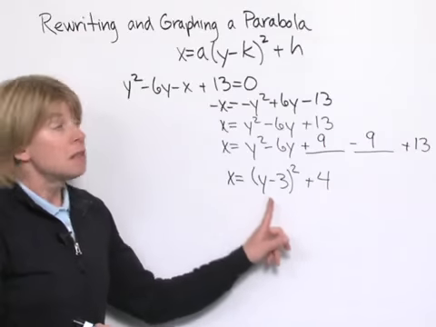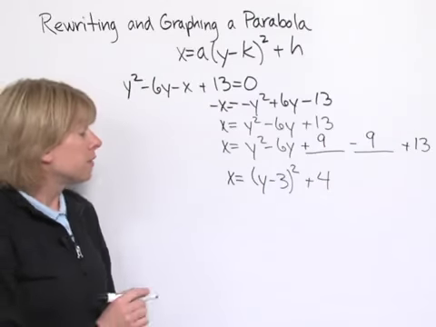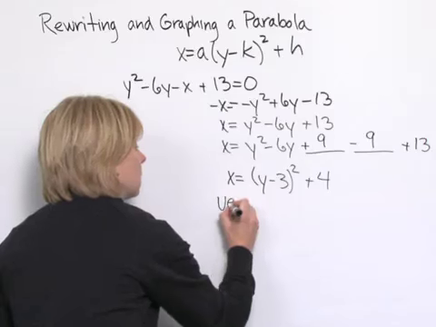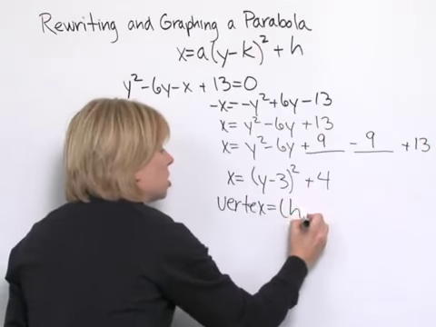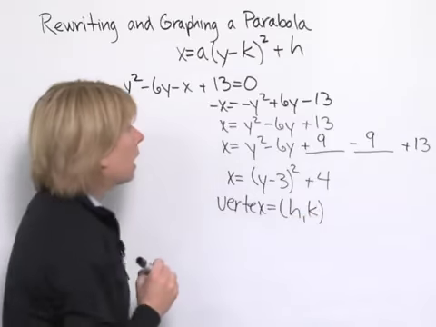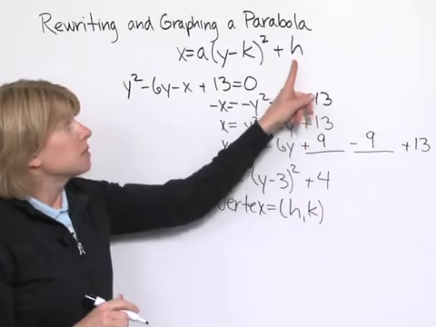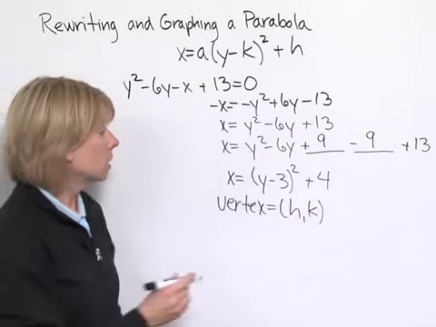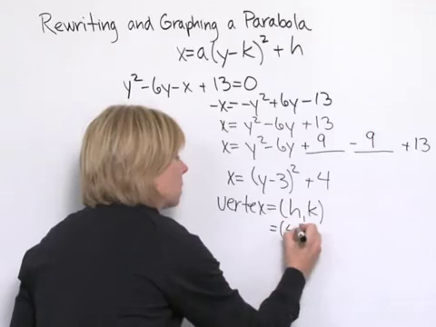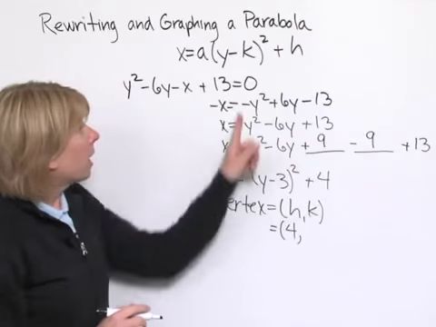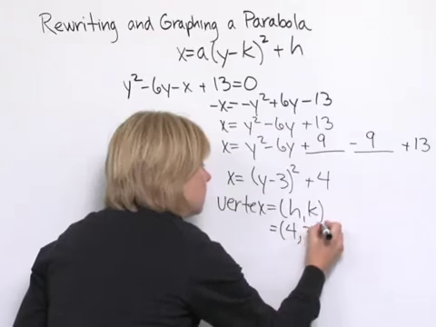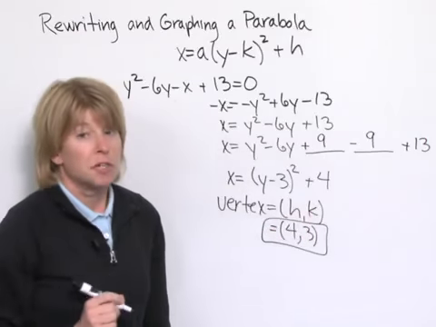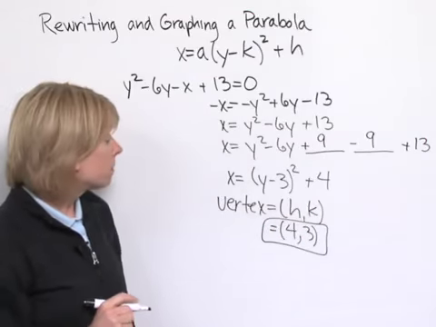Once my equation is in this form, the hint says that the vertex is (h, k). Well, my h in this case is 4, and my k is 3. So I have my vertex at (4, 3).